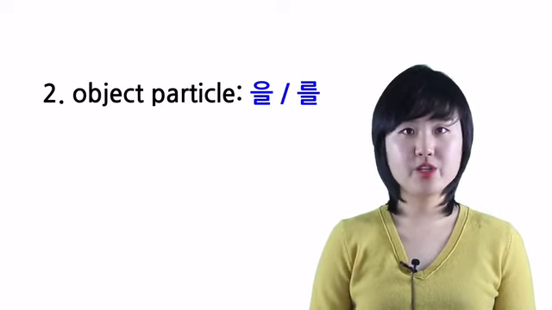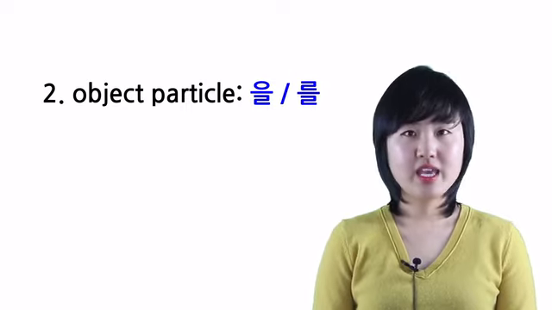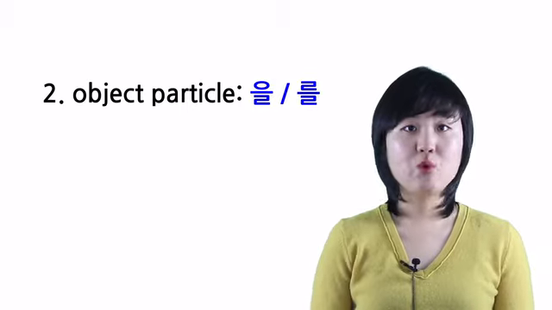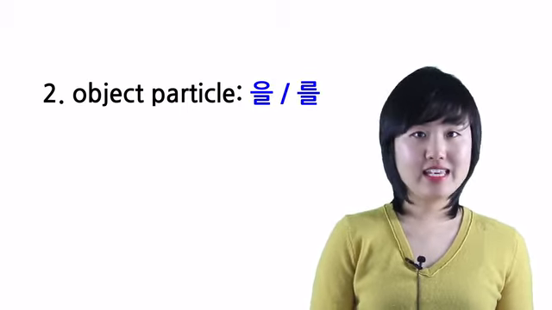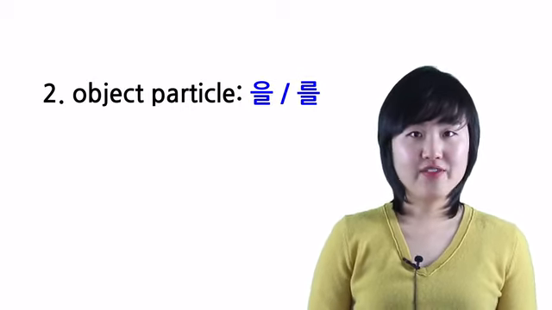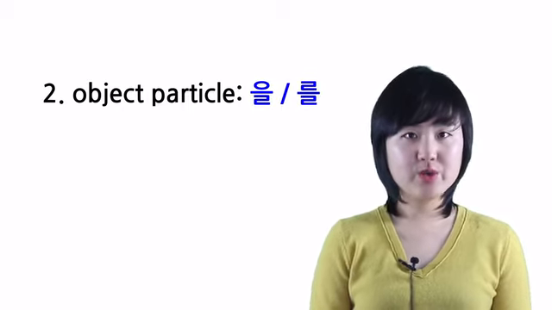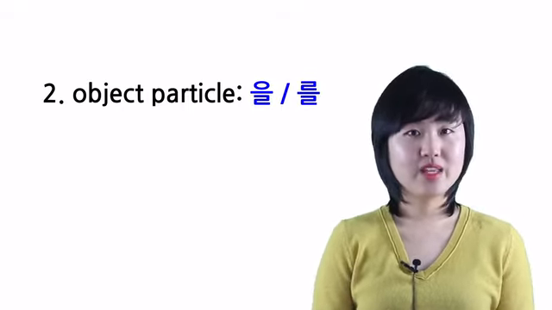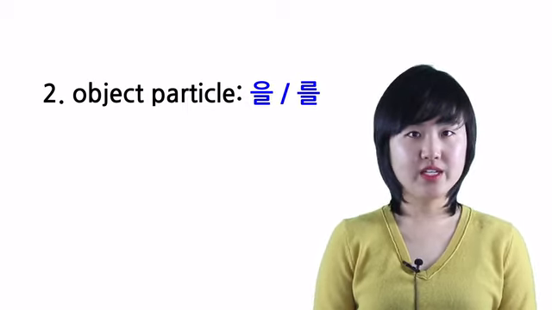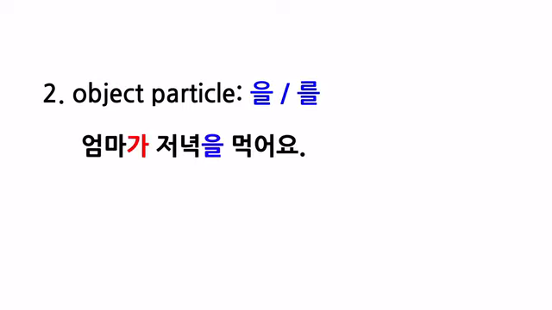The second one is an object particle. Number 2, object particles. 을, 를. If the noun is used as an object, either 을 or 를 will be used. Just like 이 or 가, the same rule is applied. If there is a final consonant in the last letter of a noun, you're going to use the one that has 이응. If there is no final consonant, you're going to use the other one. Take a look at examples.